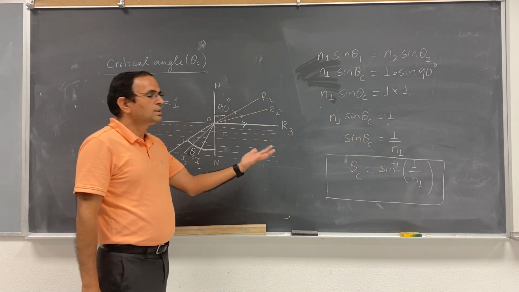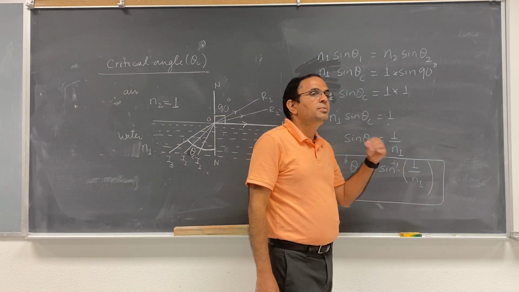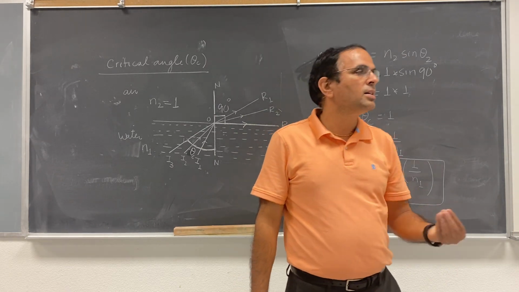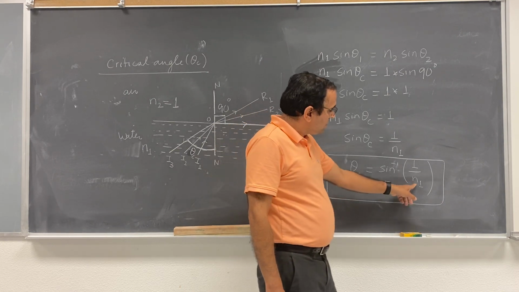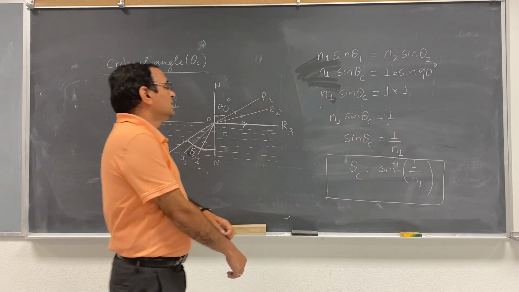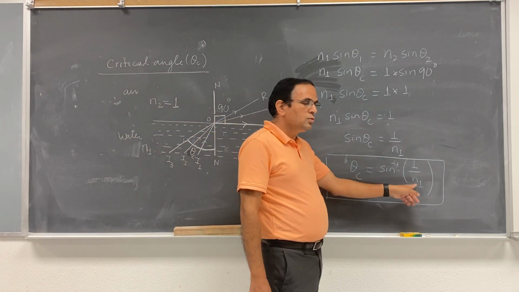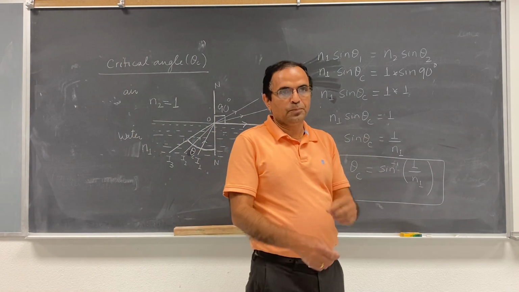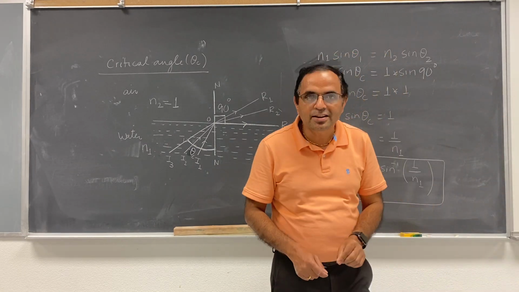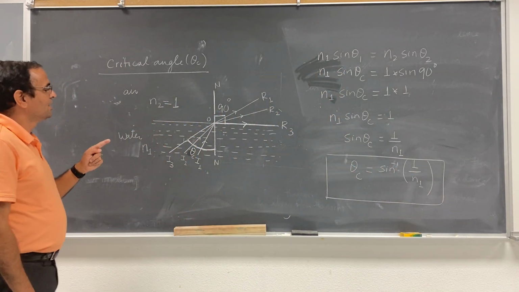Theta c is equal to sine inverse 1 over refractive index. So for N1, if it is water, plug the index of refraction of water here. If you want to calculate the critical angle for glass, you have to use the index of refraction of glass here. If you know the index of refraction, you can calculate the critical angle, or if you know the critical angle, you can calculate the index of refraction. Now look at this.